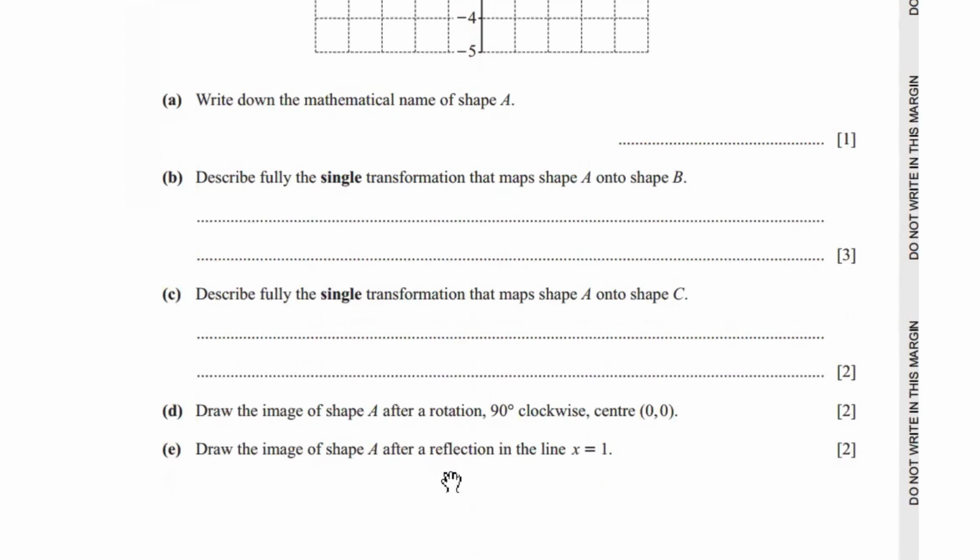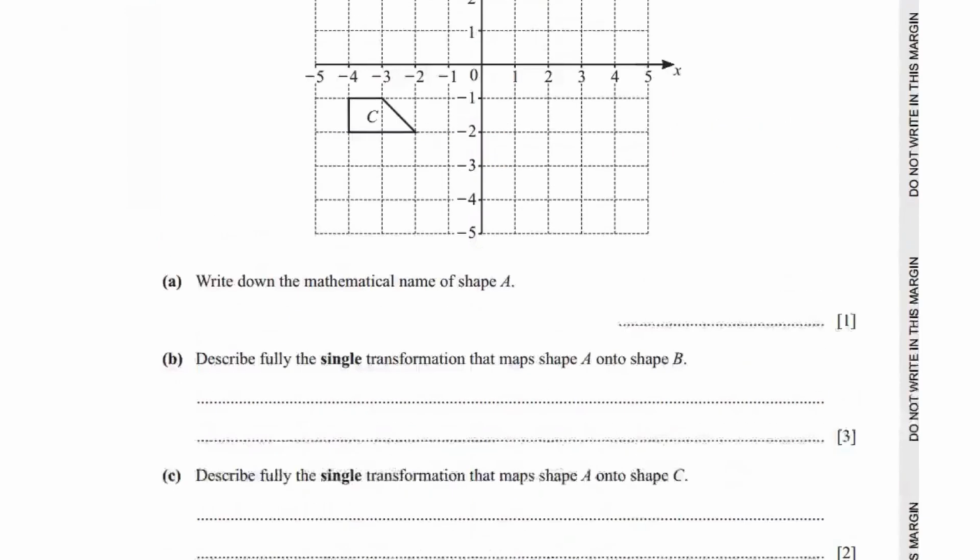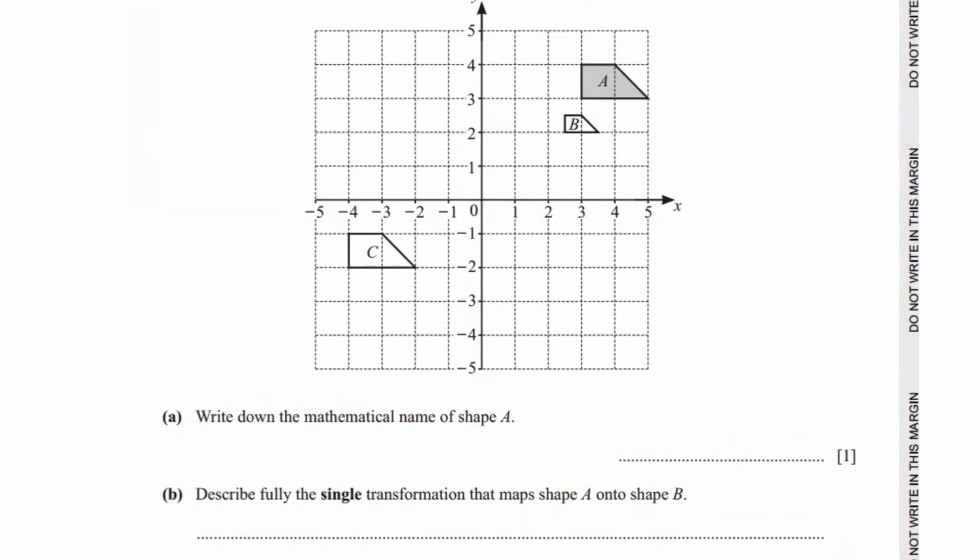Then draw the image of the shape A after reflection in the line x equals 1. This is your line x equals 1. So now the points need to be equidistant from this line. So if this is 2 units, 2 units, this is 4. This is 1, 2, 3, 4. So this is your reflection of the shape.